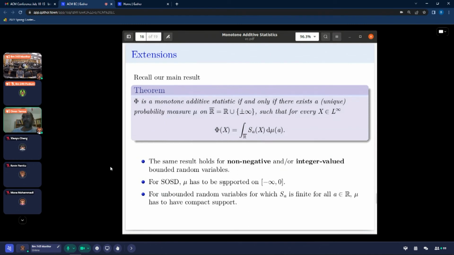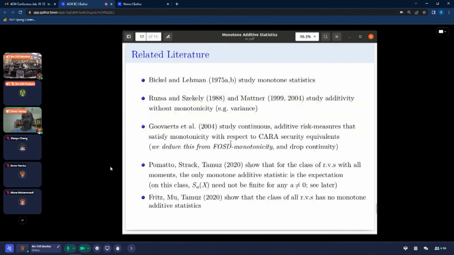And you can say, okay, what if I care about unbounded random variables, say Gaussians? Well, you can slightly extend the set of random variables to those for which these S_A's are finite for all A. So things that have sub-exponential tails. And then you get the same thing, except that this mu has to have compact support. Otherwise, this might be infinity for some random variable. So you basically get the same result even in this range.